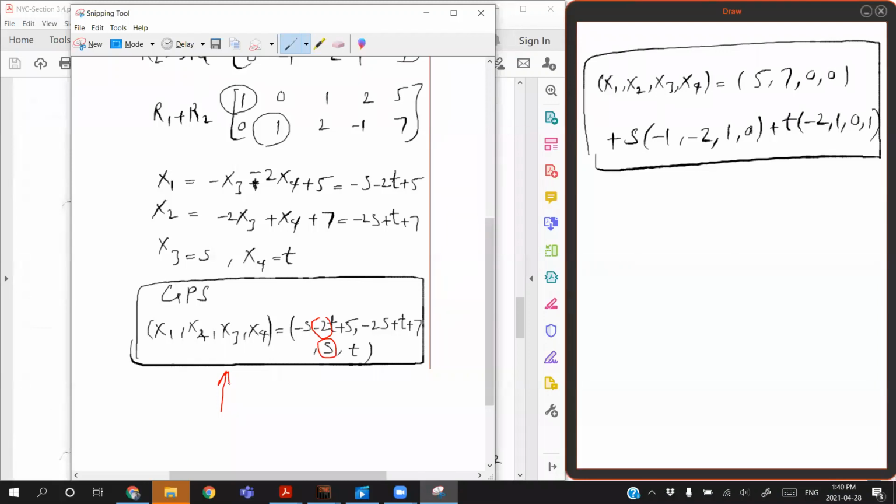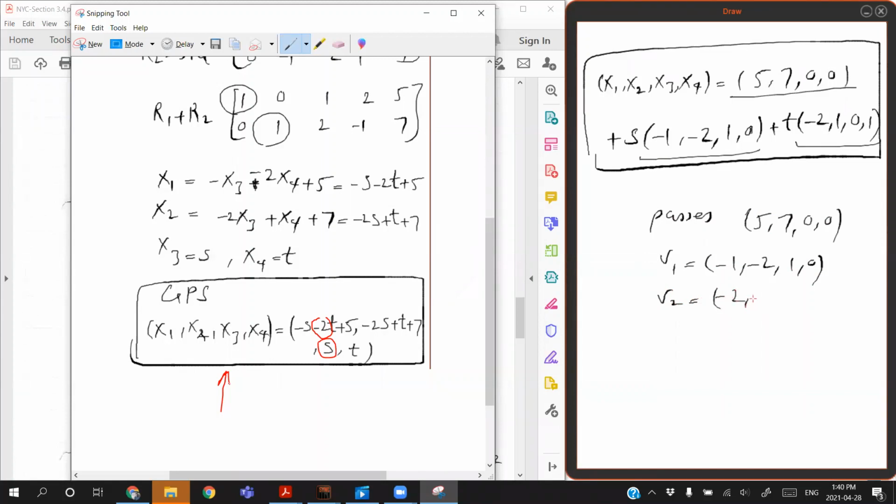But now that you have learned about the parametric equations and vector equation for a plane, you can see that this is basically the plane that passes through the point 5, 7, 0, 0. That's the P0 here, and is parallel to the two vectors v1, -1, -2, 1, 0, and v2, -2, 1, 0, 1. So this gives you an insight to the geometry of the general parametric solution.